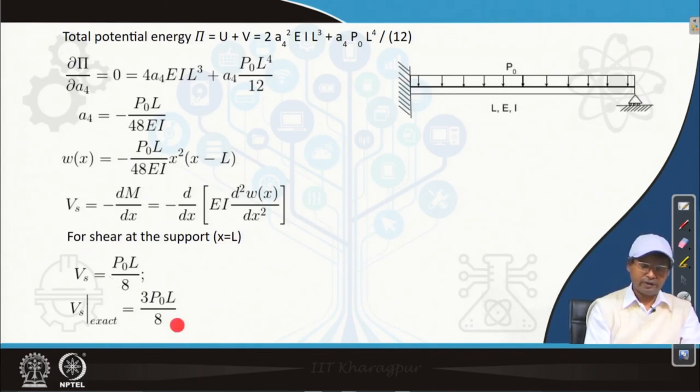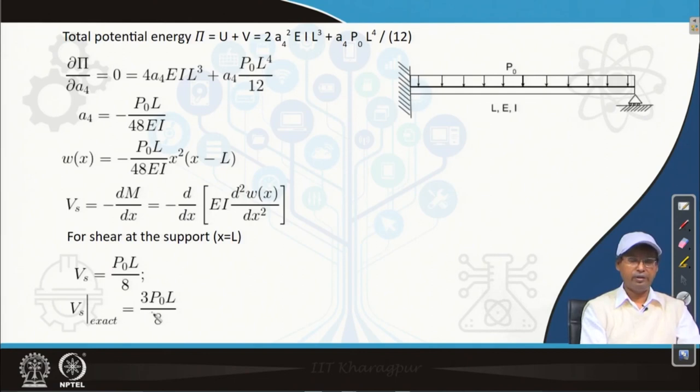But please note that it is not very close to the exact solution. The exact solution is 3P0L/8, that we can easily find out by unit load method or any other energy method for indeterminate structure solution. Why is it not matching? That is the reason I have tried to discuss. It depends on the experience of the engineer who is analyzing it.